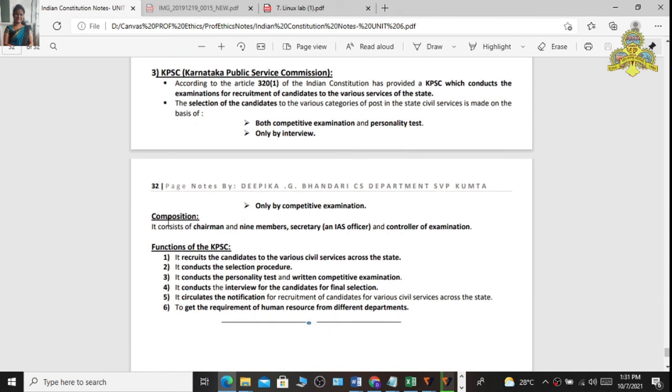Who all come in KPSC? It consists of a chairman as well as 9 members and a secretary and the controller of the examination. The secretary is an IAS officer, and the controller of examination is the chief of the examination.